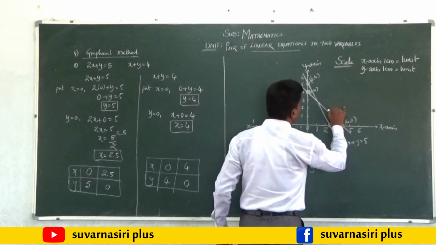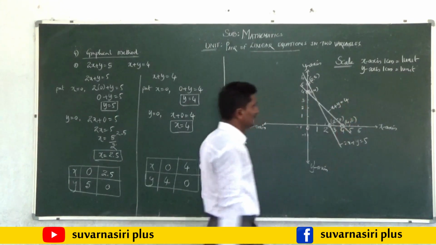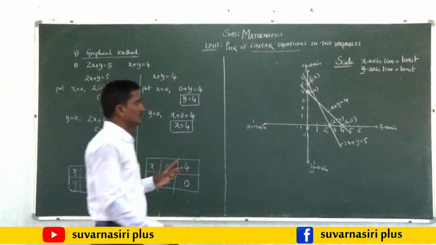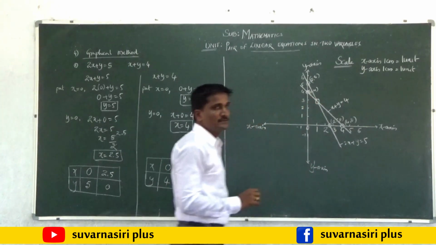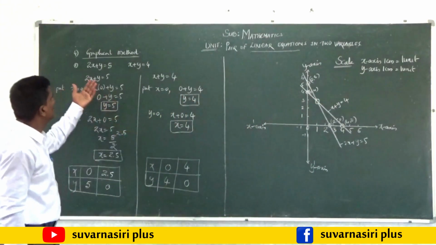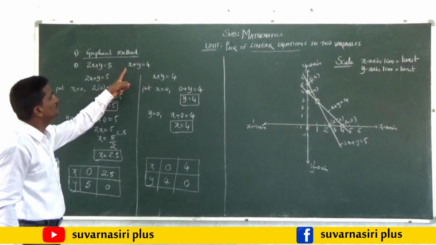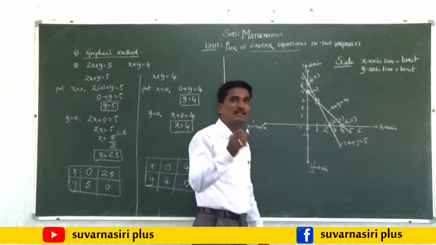This is the line for the equation x plus y is equal to 4. Where the two lines are intersecting in this point, this is the solution of the two given pair of linear equations, that is 2x plus y is equal to 5, x plus y is equal to 4. So for that we are going to find the values by graphical method.